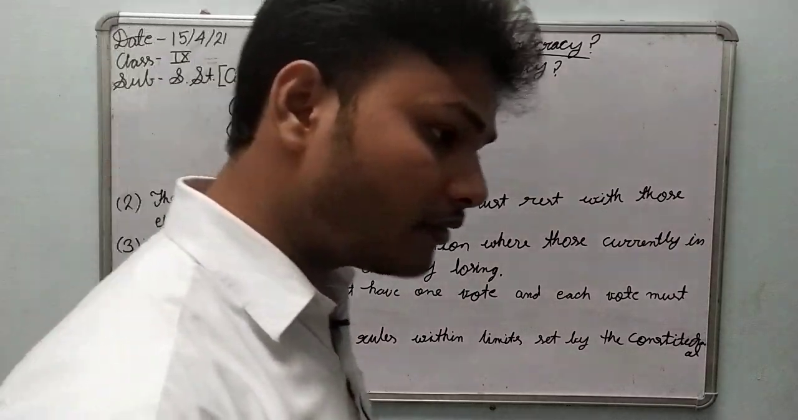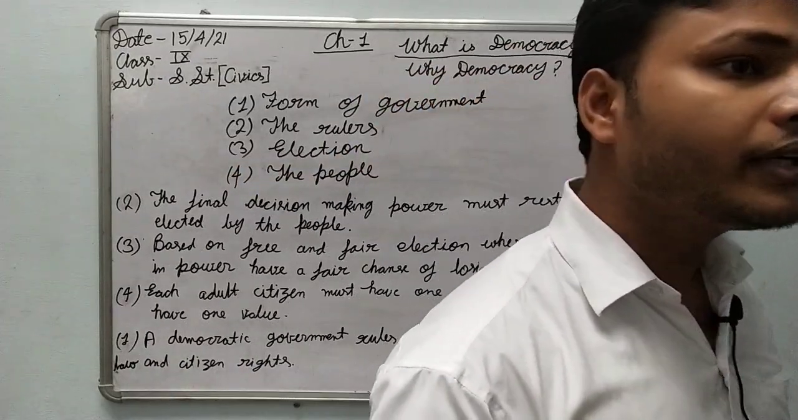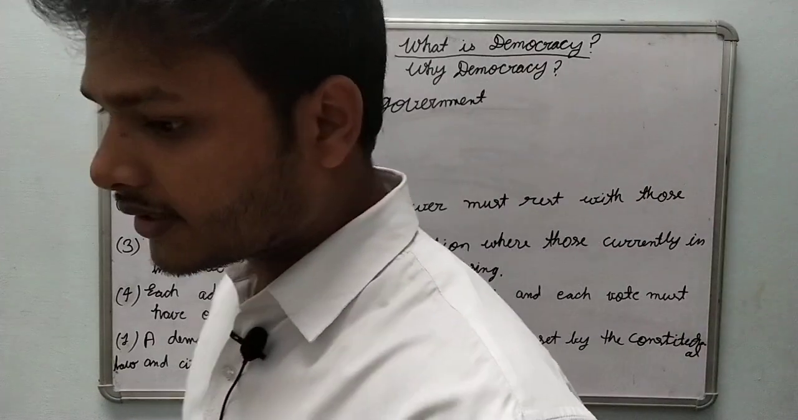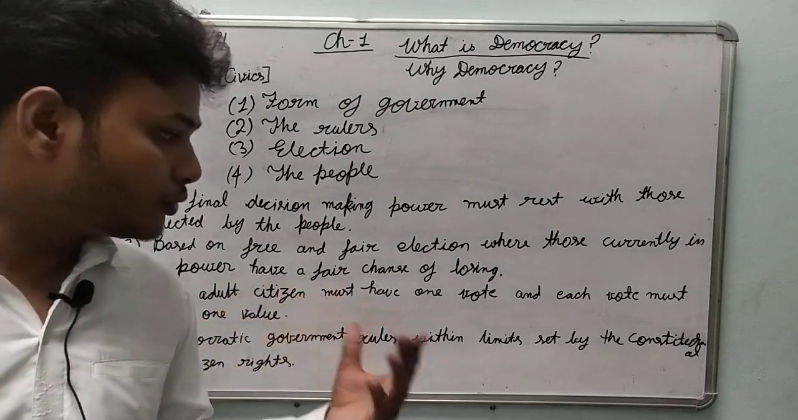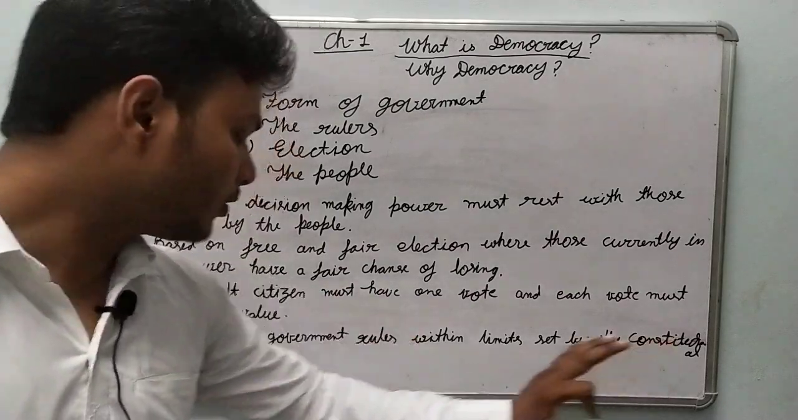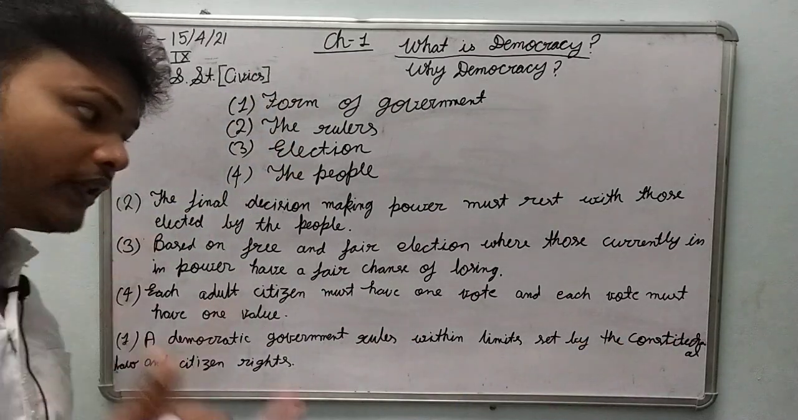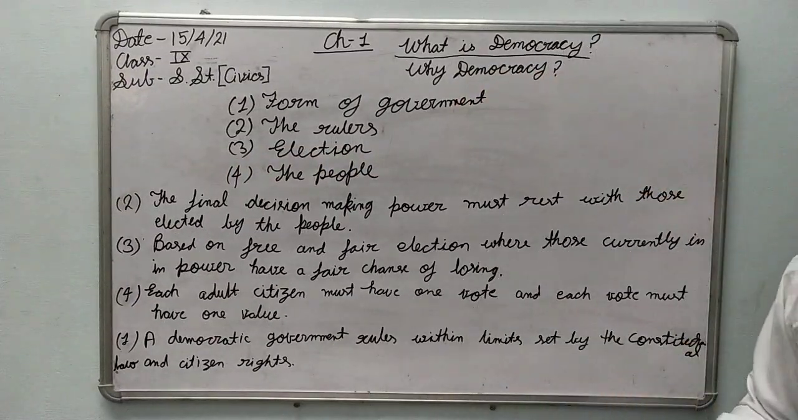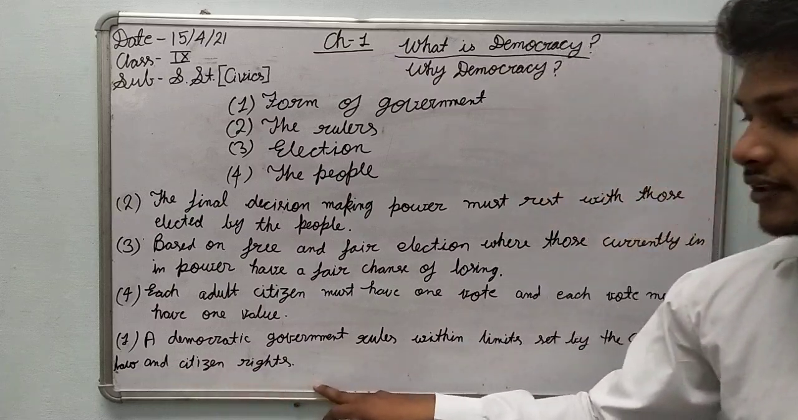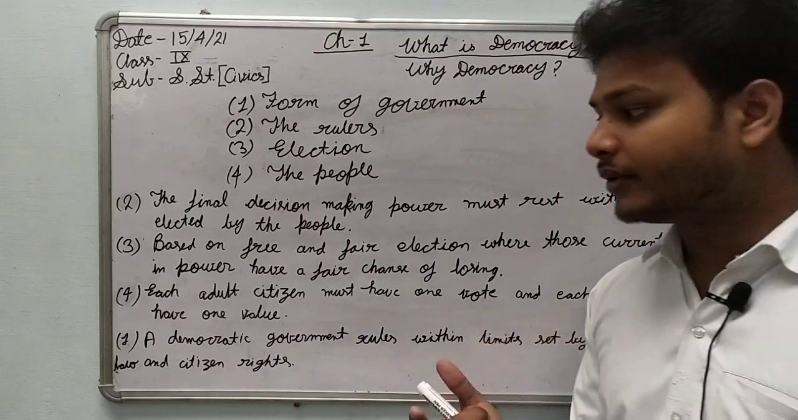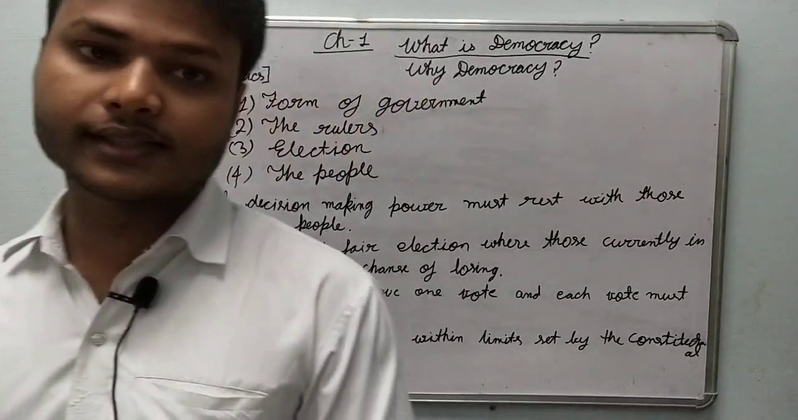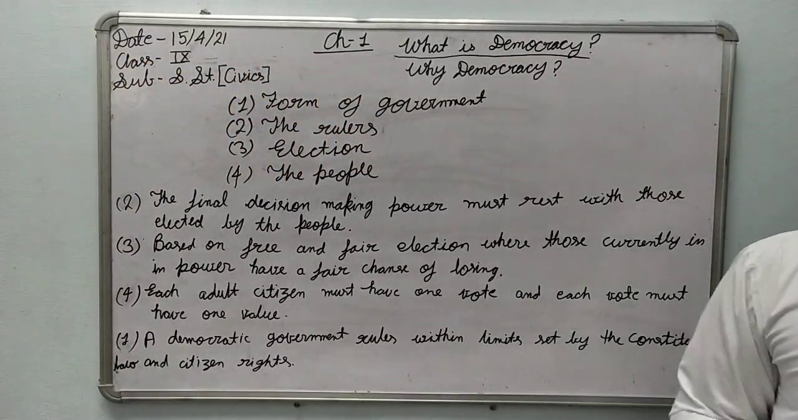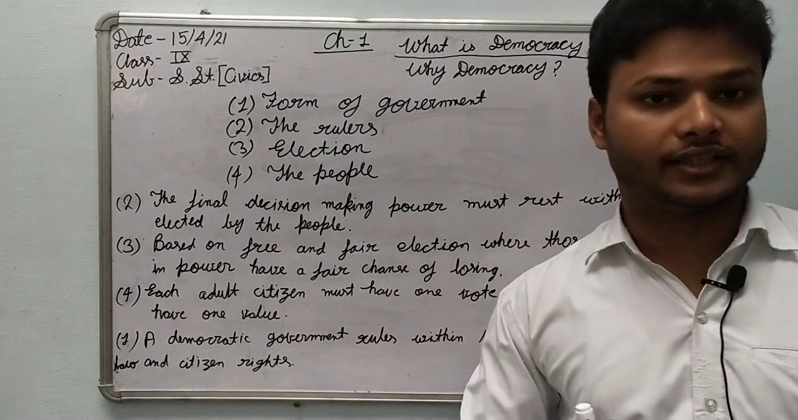That means a government, a government which has to rule, which has come after being elected, but how will it rule? It will rule on the basis of all the constitutional laws. That means all the rules and regulations which are mentioned in the Constitution of India, and also they have to take care of the citizen rights. That means that government has to rule keeping in mind the rights of every person, every citizen. Then we can say that a country is a democratic country.